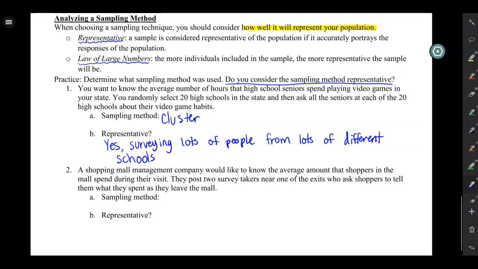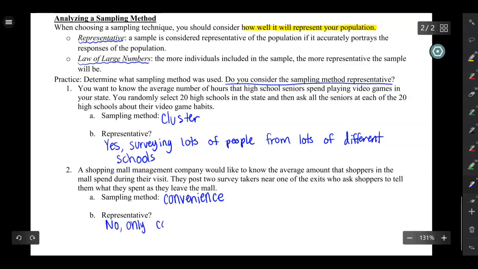So this sampling method, I would say, is a convenience sample because it's a really convenient way to catch people as they're on their way out of the mall. There's no requirement that anyone answers the question. And there's no guarantee that anyone even goes out one of the exits that they have the survey takers at. So I would say this sample is not representative. First of all, it only catches people that are going out one side of the mall.